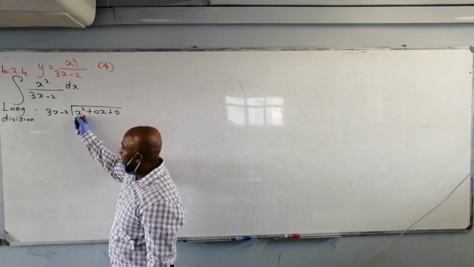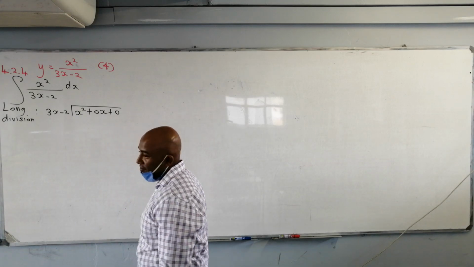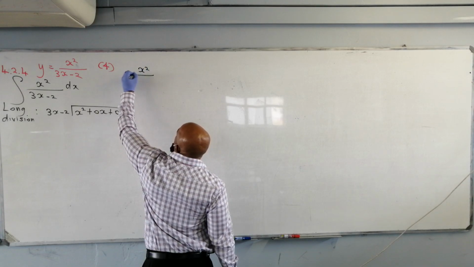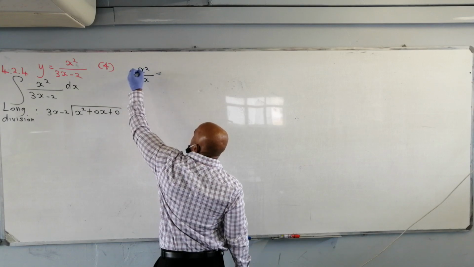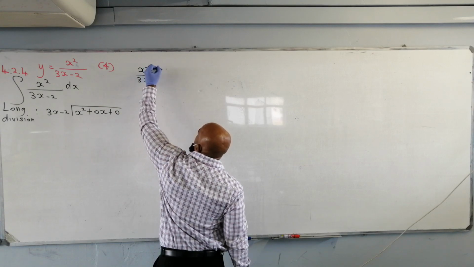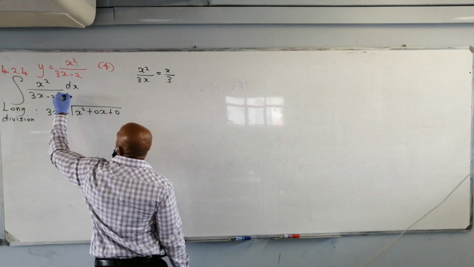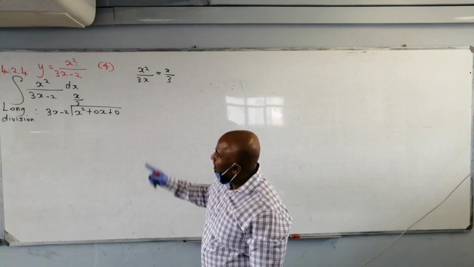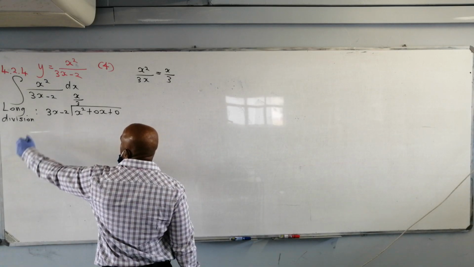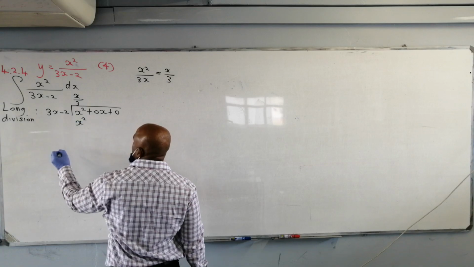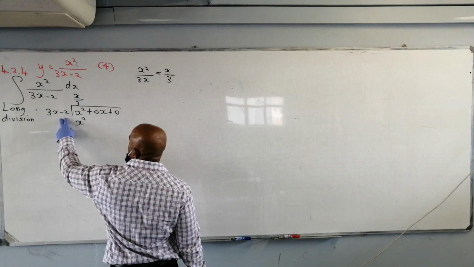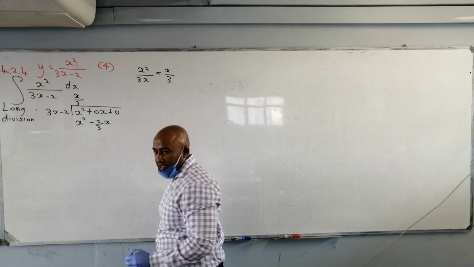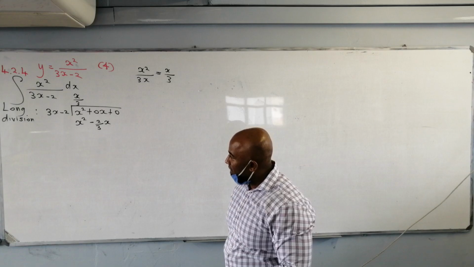Alright. Now you divide x squared divided by 3x. What are you going to get? Remember, you're doing x squared divided by 3x. So x will cancel with x on the top, so you're going to end up with x over 3. You're clear with that? Multiply now. x over 3 times 3x is going to be x squared. x over 3 times minus 2 is going to be minus 2 over 3 x. You're clear with that? That's multiplication.